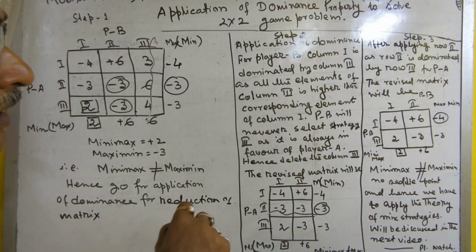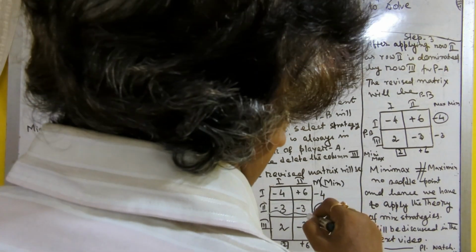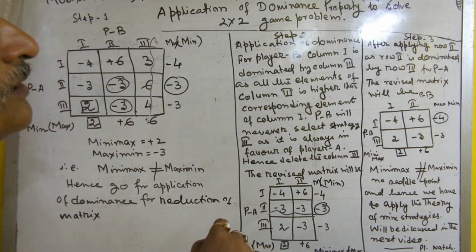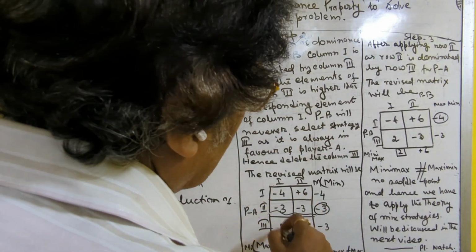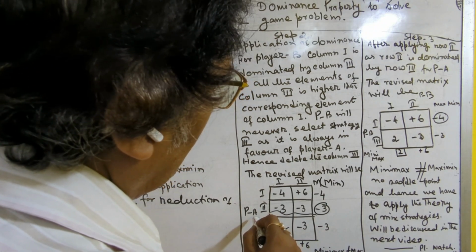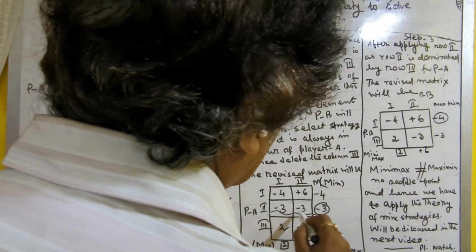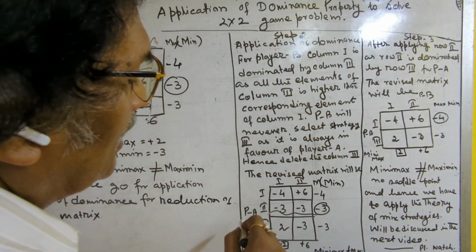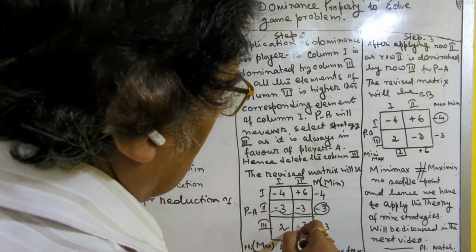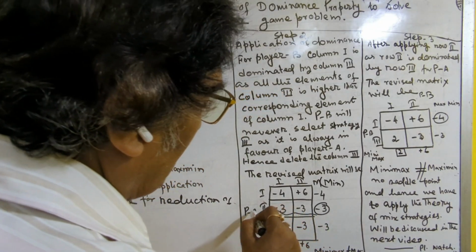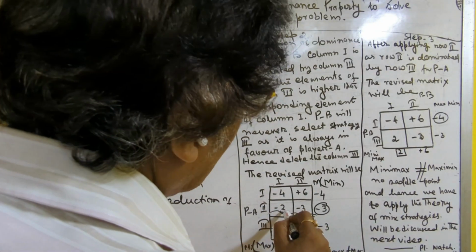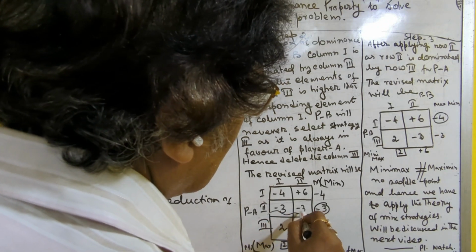For that reason, again we have to apply the dominance property if possible to reduce the matrix. Now carefully you check for this matrix. Here player A will never select strategy 2. Why will player A not select strategy 2? Because all the payoffs are written in favor of A. You can check, 2 is more than -3, and this is the same.